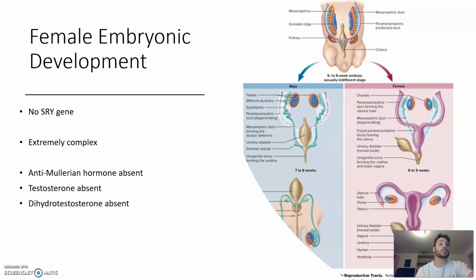And same with testosterone and dihydrotestosterone. When these two are absent, we will see the Wolffian ducts degenerate, and this will bring on female characteristics of the external genitalia.